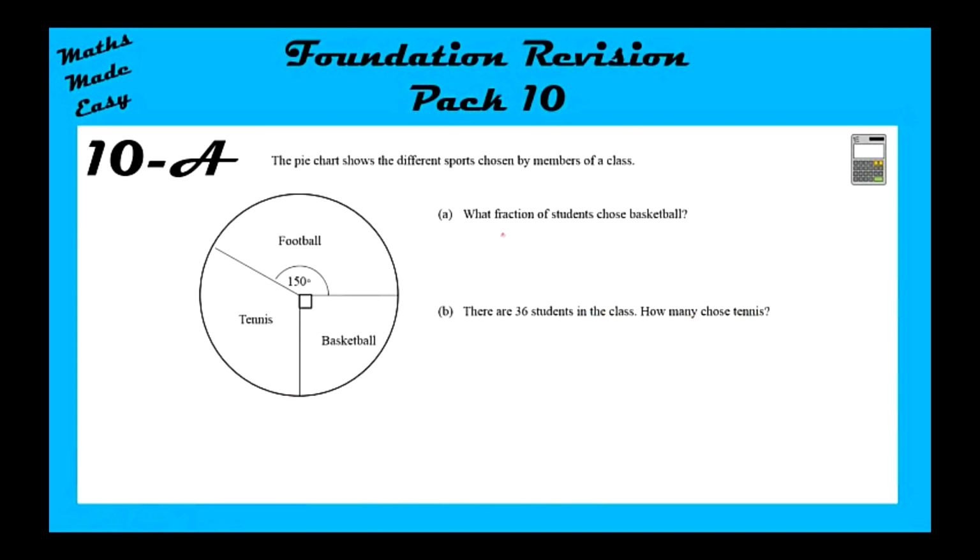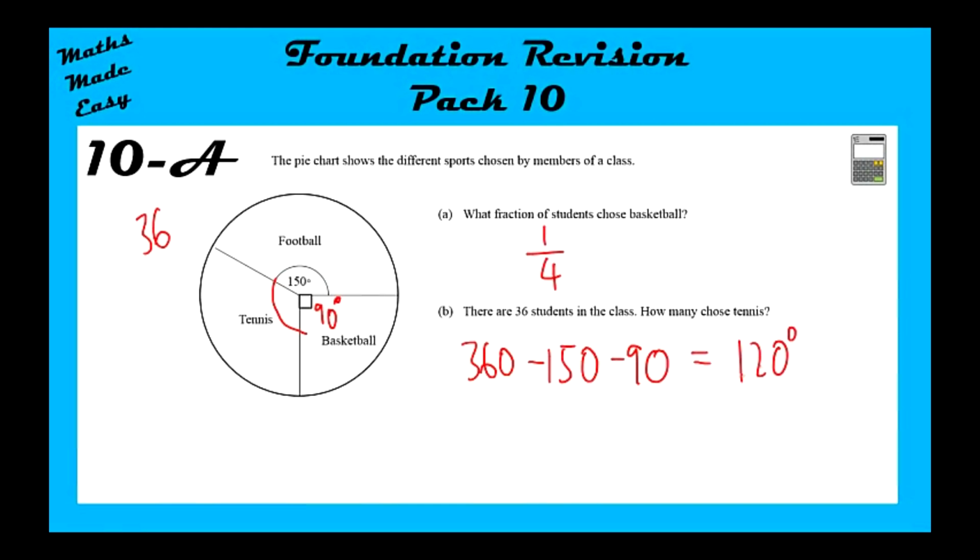Question 10a, what fraction of these students chose basketball? Well, this here is 90 degrees, and you should know that that's 1/4 of the circle, so it's 1/4. There are 36 students in the class. How many chose tennis? So what we're saying here is the whole pie chart represents 36 students. The amount for tennis is this angle here, and we can work that out by doing 360, take away the 150, and take away the 90. And if you do that, you'll end up with 120 degrees.